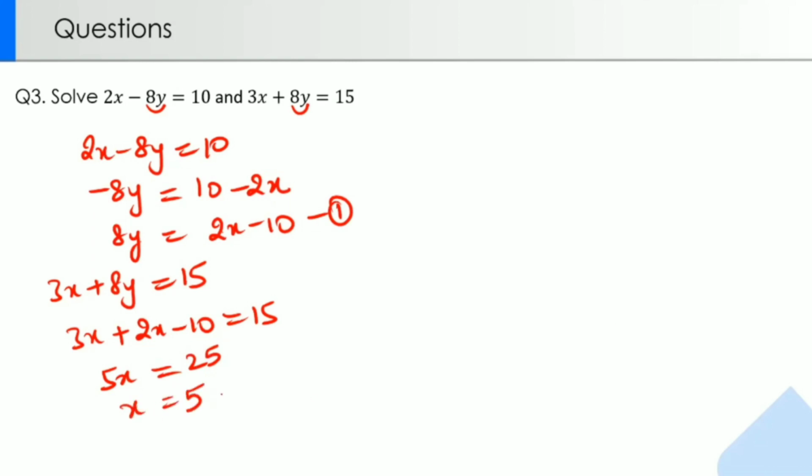Now, if x is 5, I can have from the first equation the value of y. So this is 2 into 5, so 10 minus 10, which is 0. So y is 0. So x is 5 and y is 0. So this is the concept of the substitution method.